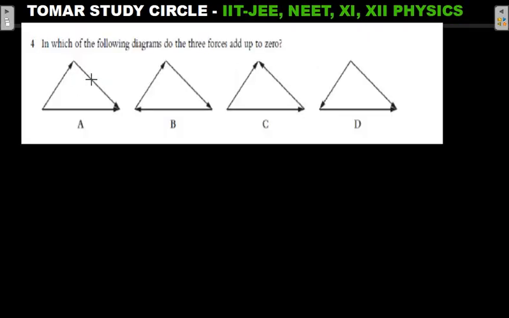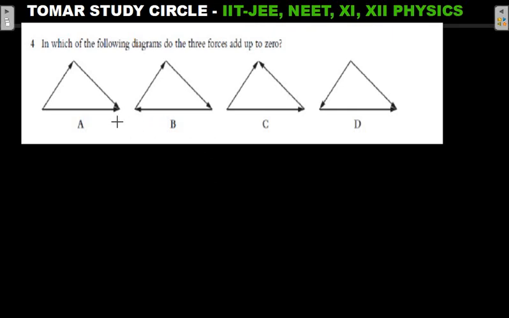The next question is here. In which of the following diagrams do the three forces add up to 0? We know that if three forces or three vectors represent the sides of a triangle in a particular direction, either clockwise or anti-clockwise, and reach the initial point or form a triangle, the resultant will be 0.